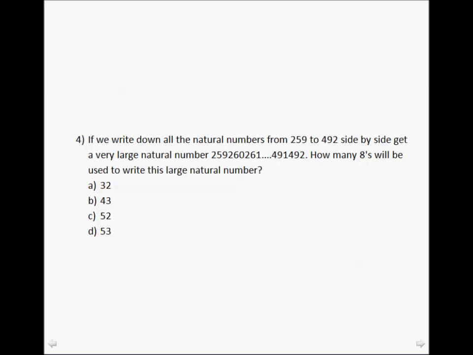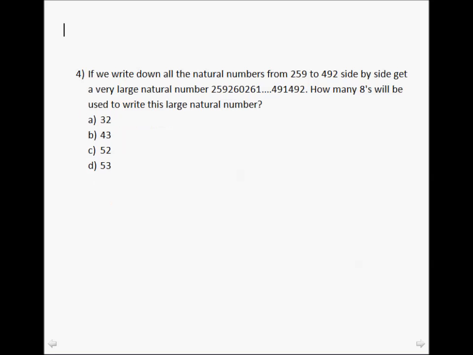Let's go to next question, which says, if we write down 259 to 492 side by side and get a very large number, how many 8s will be used to write this very large number? This is very similar to question 2, which we have just solved. I hope that all of you would be able to solve this question after you see the solution for question number 2. So the answer here is D. I leave it to you for your practice, and if you have any doubt, you can again discuss it with me.